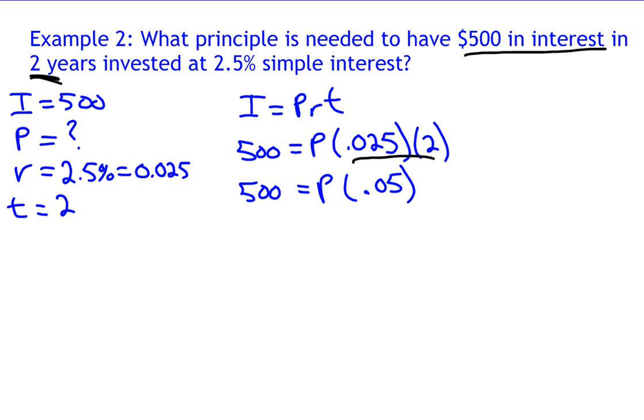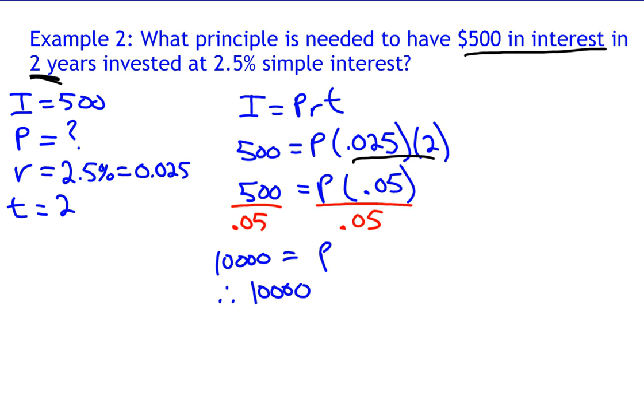Now, in this case, we're trying to find P. P is being multiplied by 0.05. To undo that multiplication by 0.05, we do the inverse operation, which is dividing by 0.05. If we do it on the right, we better do it on the left as well. And here we are with a principal of $10,000. $10,000 is needed. So that's an example of calculating the principal.